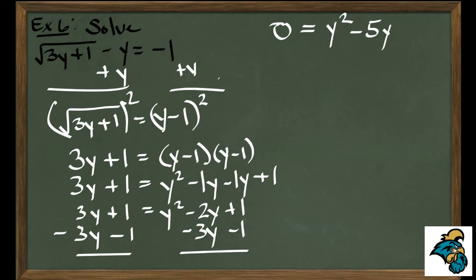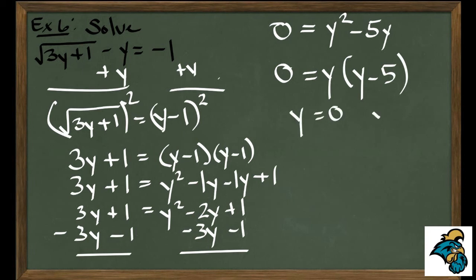How do I factor this? How do I factor y squared minus 5y? Well, remember, the first thing you're always looking for when you're factoring is a greatest common factor, which in this case happens to be y. When I factor out a y, I'm left with y minus 5. Once I have it factored, I can use the zero product property, set each factor equal to 0. So y equals 0 and y minus 5 equals 0. So y equals 0 and y equals 5. But remember to check.